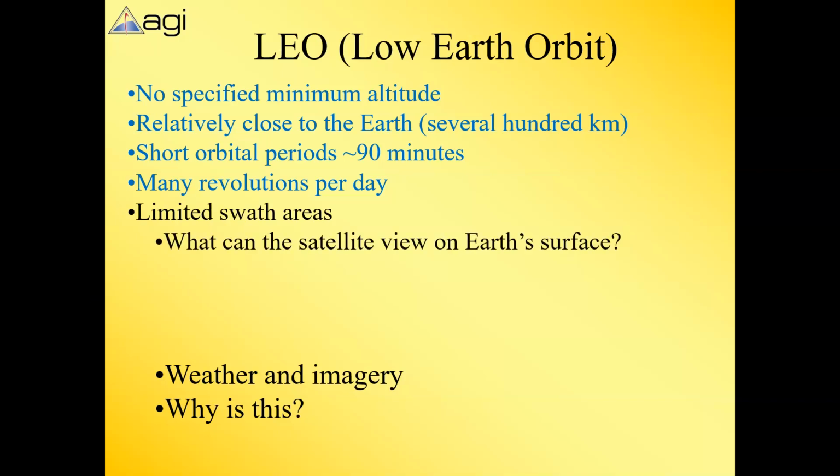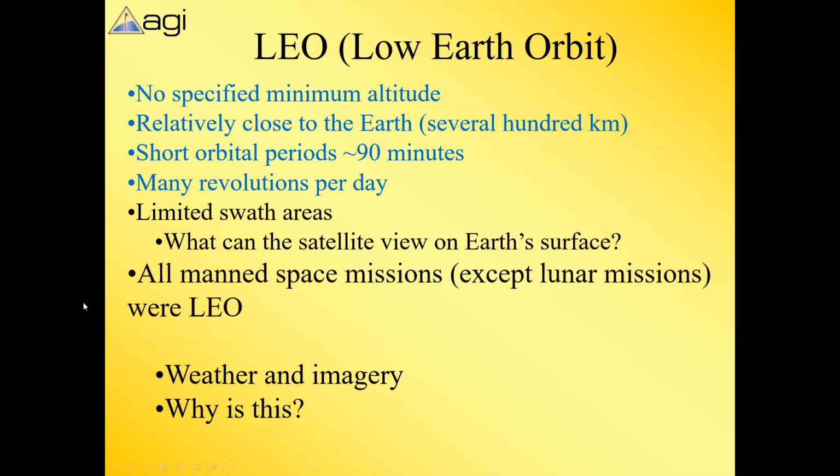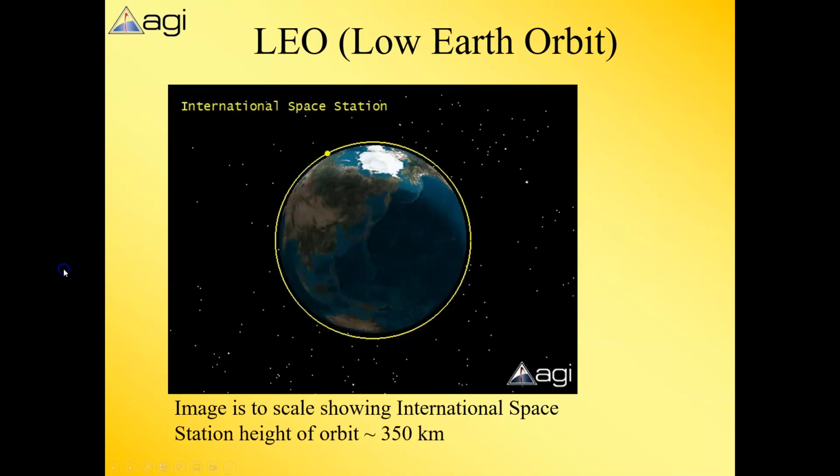But what can the satellite view from the Earth's surface? And then all manned space missions except lunar missions are LEO missions. And a lot of the Earth observing satellites are weather and imagery, so it's pretty close to the planet, so we can see that weather and we can see more details of the topography. And so let's talk about why that is.